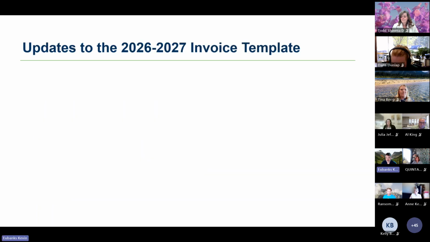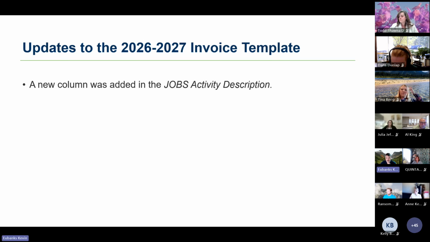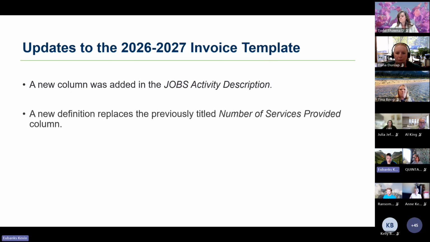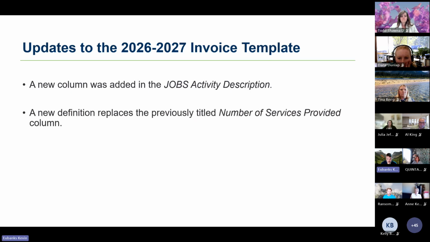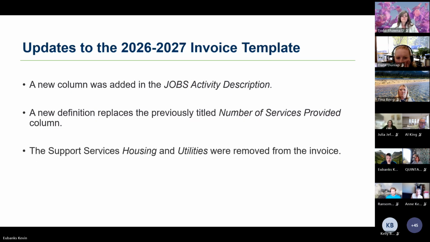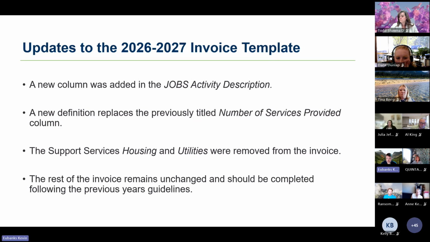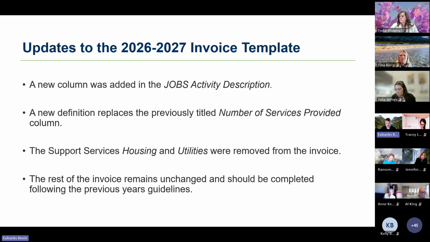Updates to the 2026-2027 invoice template for our jobs contractors. A new column was added in the jobs activity description. A new definition replaces the previously titled number of services provided column. The support services, housing, and utilities were removed from the invoice, and the rest of the invoice remains unchanged and should be completed following the previous year's guidelines. That's the 25-26 guidelines.